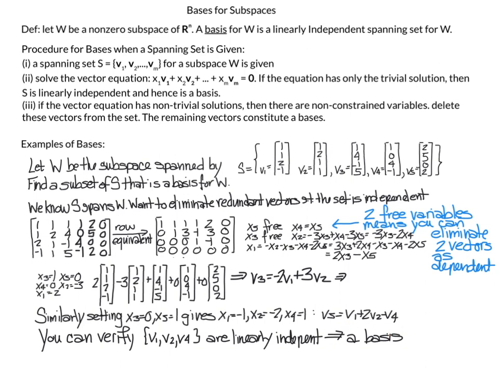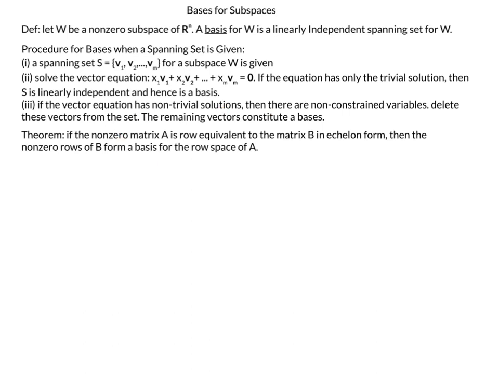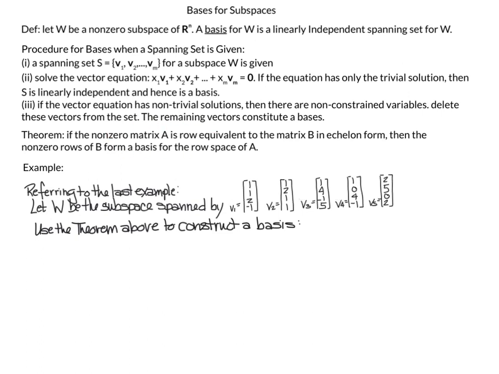We have this next theorem, which will give us another way of finding a basis. If a non-zero matrix A is row equivalent to a matrix B in echelon form, then the non-zero rows of B form a basis for the row space of A. So we're going to use this theorem now to find a basis.